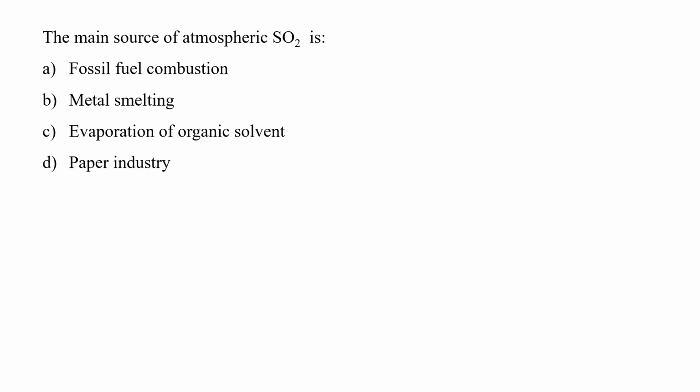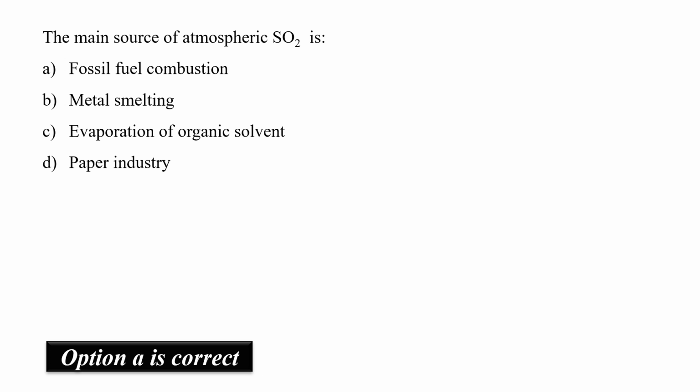The question is, the main source of atmospheric SO2, that is sulfur dioxide, is. Four options are given as the causes. So the main source is the combustion of fossil fuels like coal, diesel, oil. This SO2 is very harmful because when it combines with water and air, it forms sulfuric acid, which is the main component of acid rain. This acid rain is very harmful as it causes deforestation and is also detrimental to aquatic life. So the correct option is option number A, fossil fuel combustion.